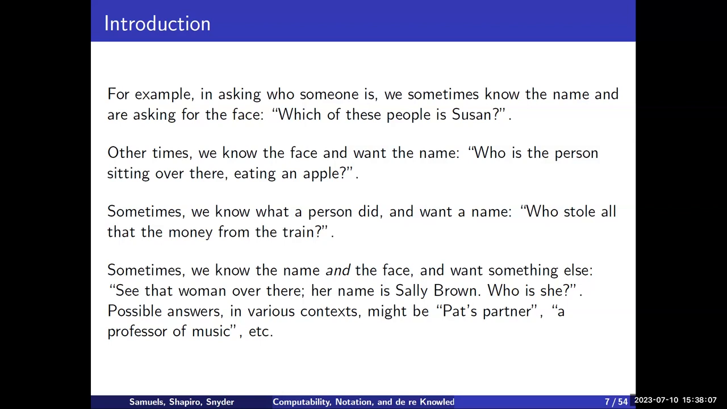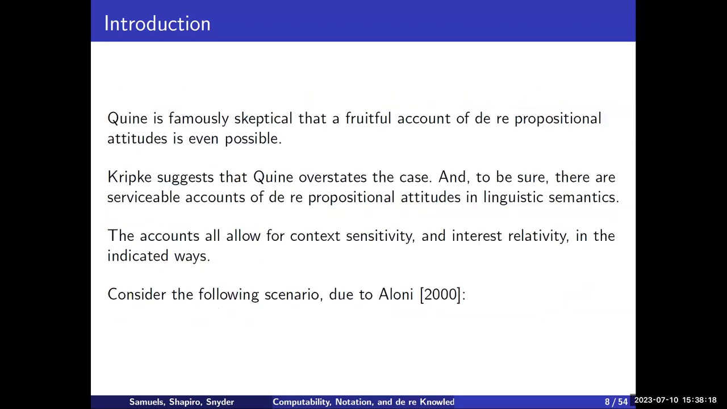See that woman over there? Her name is Sally Brown. Who is she? Possible answers in various contexts might be past partner, professor of music, and so on. Now, Quine is famously skeptical that a fruitful account of de re propositional attitudes is even possible for anything, let alone for numbers. Kripke suggests that Quine overstates the case.